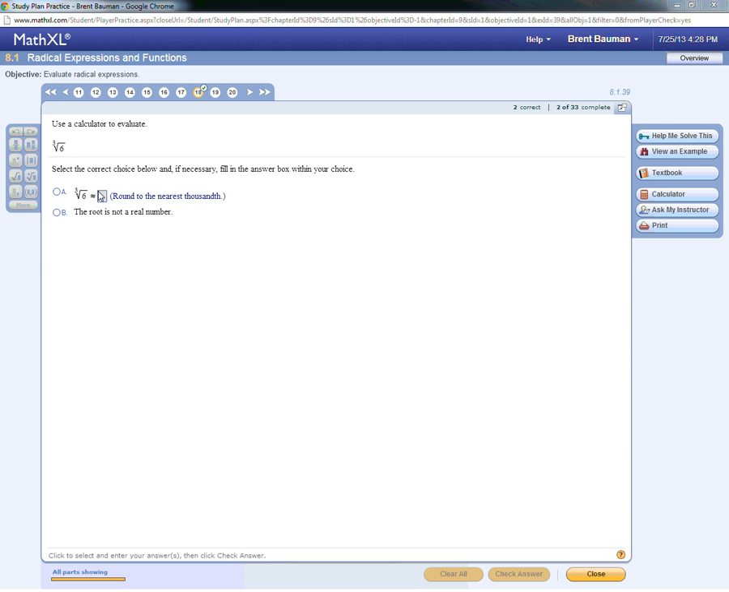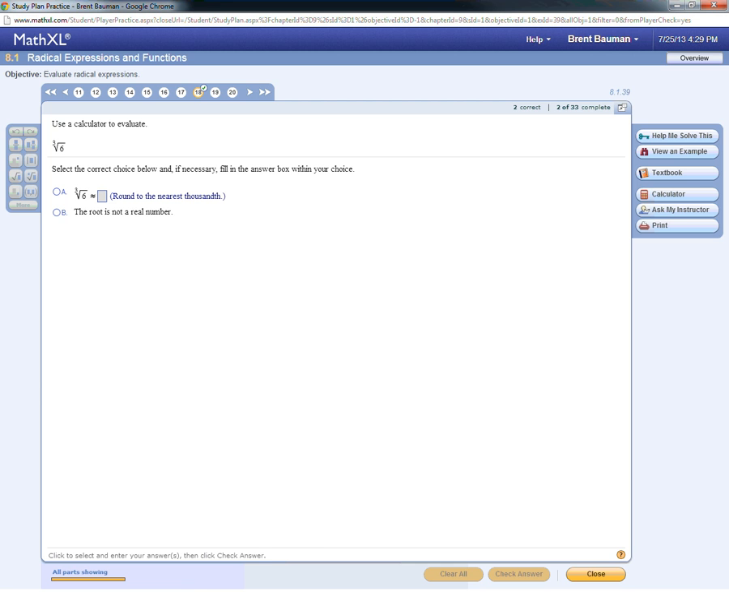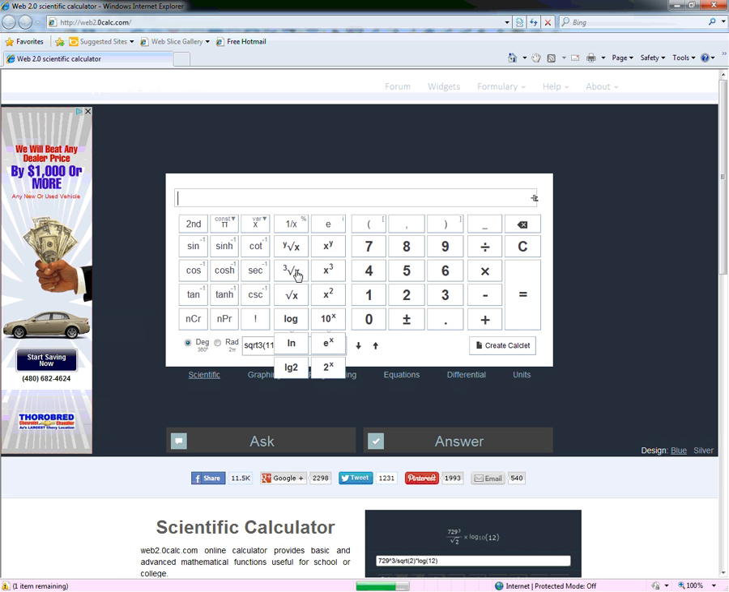Alright, so I gave you an option for a free online scientific calculator in the forum. That's the one that I'm going to use for this demonstration, but you are welcome to use whatever calculator you have. Okay, so here's the free online calculator. It's just the Web 2.0 calculator. You're going to notice some of the same buttons on your calculator if you're using a scientific calculator. We're trying to find a cube root, so notice that I have a cube root button. And we are trying to find the cube root of 6. So I'm going to push the cube root button.